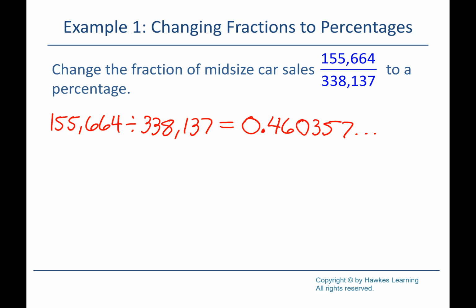Okay. So to make it a percentage, we're going to multiply by 100, or you don't even have to remember that. Just remember we're moving the decimal place 2 places. On this one, it doesn't tell us a particular number of places to round to here. We're just estimating, so that's about 46%. A little over. About 46% of cars sold that month were mid-sized cars.